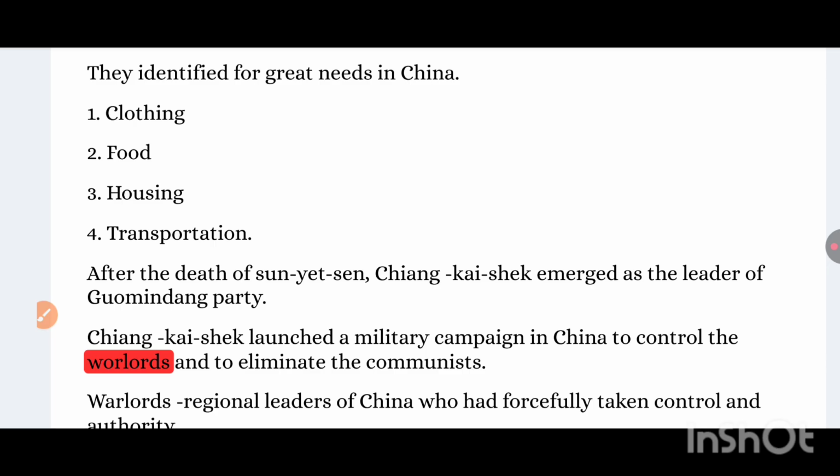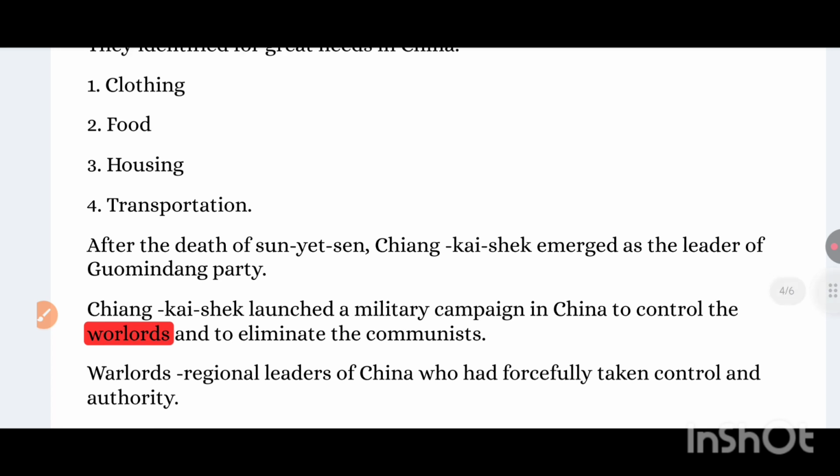Chiang Kai-shek, after coming into power, launched a military campaign in China to control the warlords and eliminate the communists. Chiang Kai-shek launched what? A military campaign to control which people? Warlords. Who are the warlords? Warlords are the regional leaders of China who had forcefully taken control and authority.